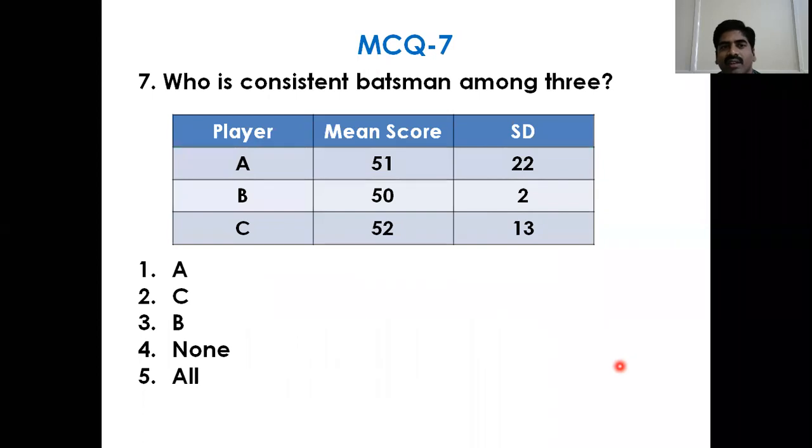Next, question number 7. Who is the consistent batsman among 3? Here we have given descriptive statistics of 3 players. Player A, his mean score is 52 with the standard deviation 22, and player B, mean score 50 and the standard deviation is 2. And player C, his mean score 52 with the standard deviation 13. So my question is, who is the consistent batsman among 3?